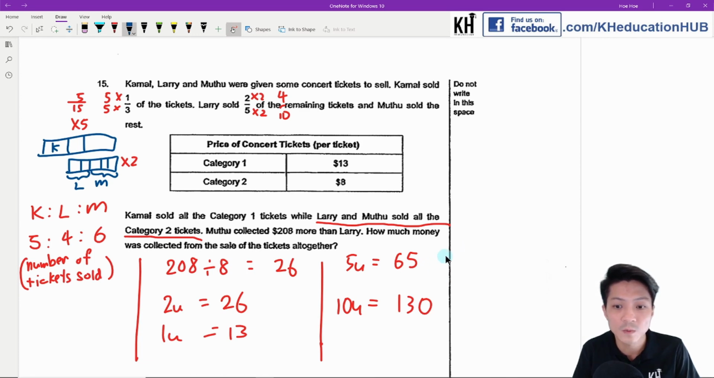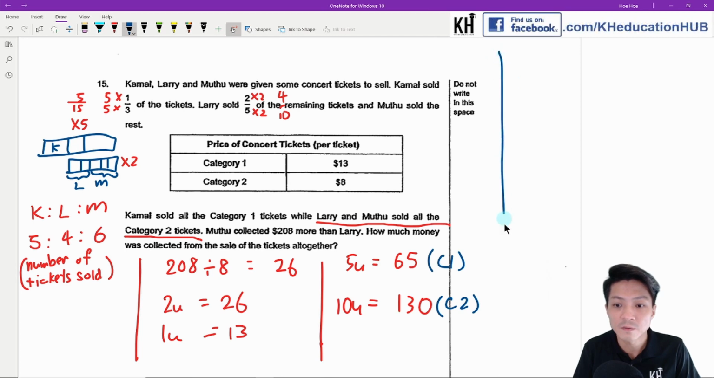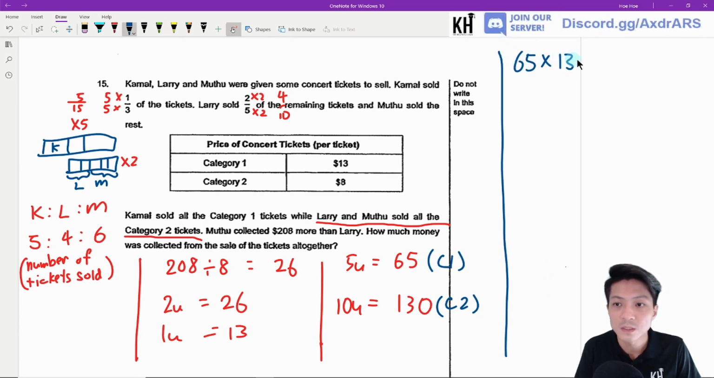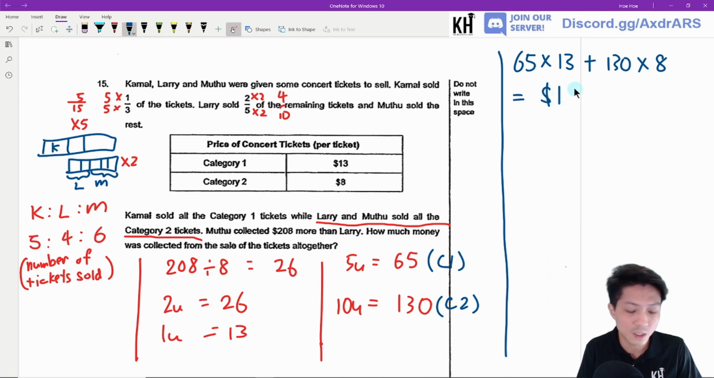So remember, Kamal sold all the Cat 1 tickets, and Larry and Mutu sold all the Cat 2 tickets. So to find the final answer, which is how much money was collected from the sale of the tickets, we need to use 65 times 13 plus 130 times 8, which will be $1,885.